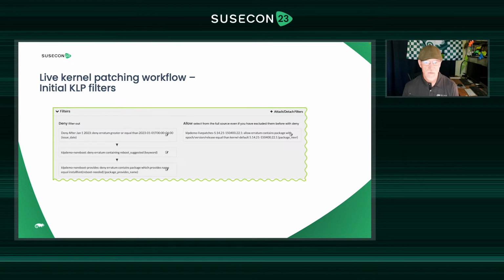In this example here, we're filtering out, in my first one, I'm not allowing any updates after January 1st. And then the most important ones there are the no reboot, anything that has a reboot suggested or reboot needed in the package name. But we're going to go ahead and allow the live patches for that specific kernel, that initial GA kernel, that 22.1 kernel. We're going to allow all the live patches for it to get to our system.